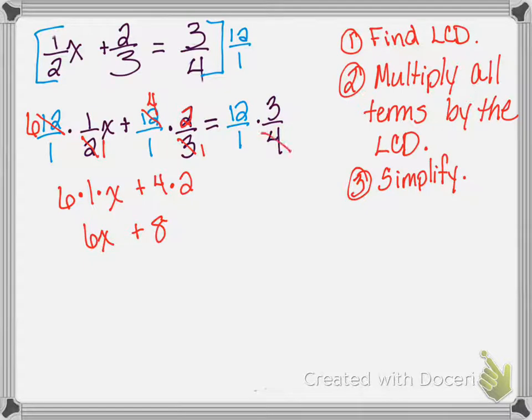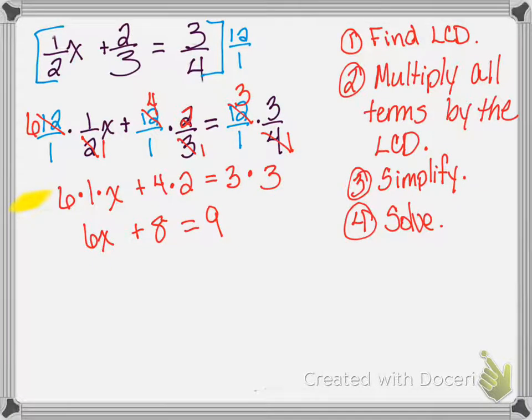Okay? 4 goes into 4 one time. 4 goes into 12 3 times. So I have 3 times 3. Okay? And again, this step right here, I'm showing you the math. If you skip that step, you're fine. Okay? Now, we solve the equation. But realize in step 3, you should eliminate all your denominators. Okay. So I am going to subtract 8 from both sides. I'm left with 6x equals 1.